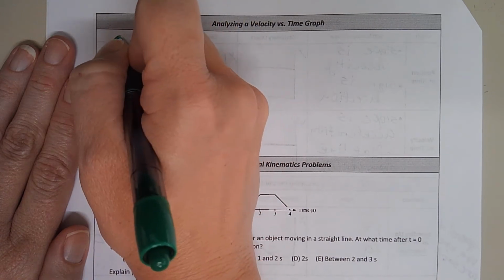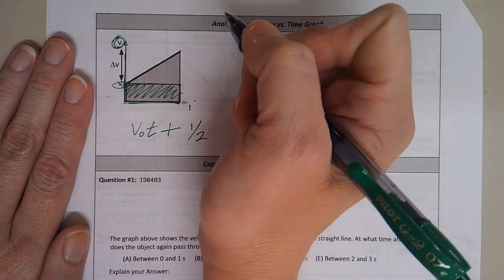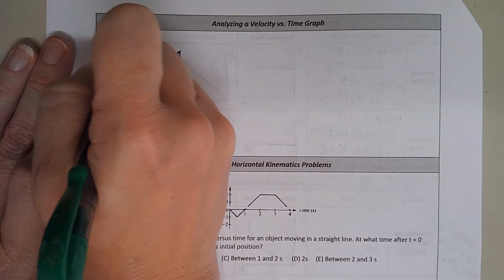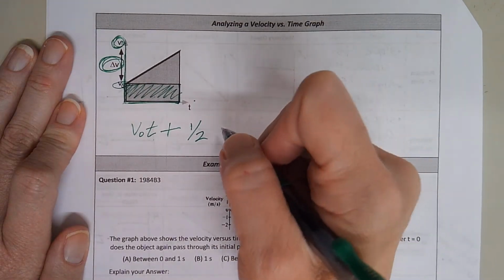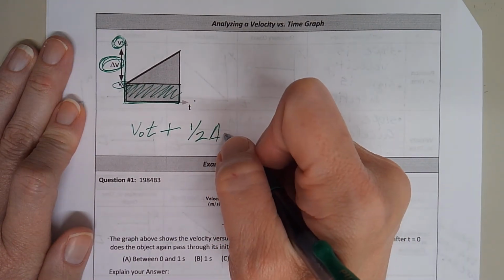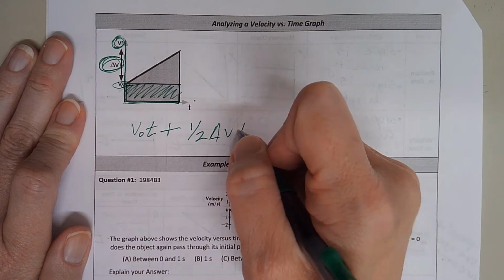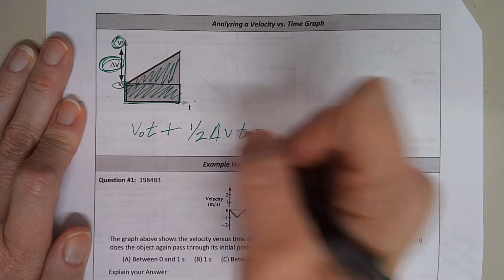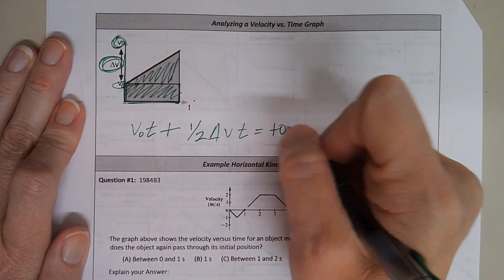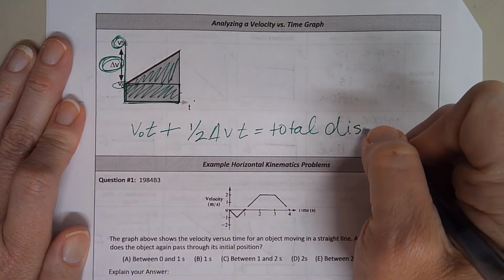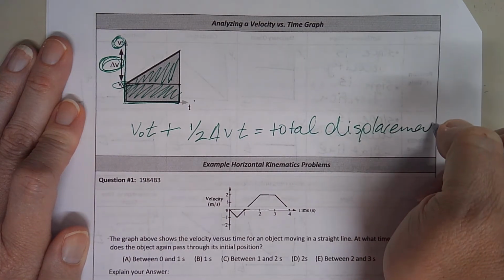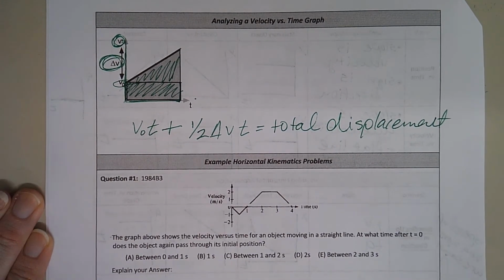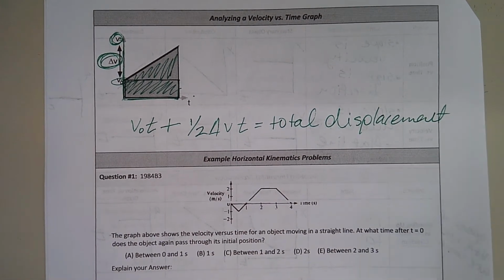But technically, from here to here, this is your change in velocity. So it'd be 1/2 my change in velocity times time. And that would give me the area of both of those, which would be my total displacement. Okay? Okay, so now let's apply that concept to this next problem.